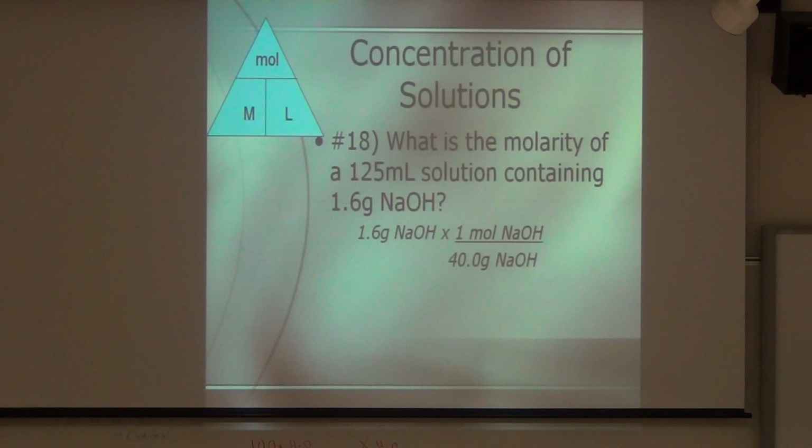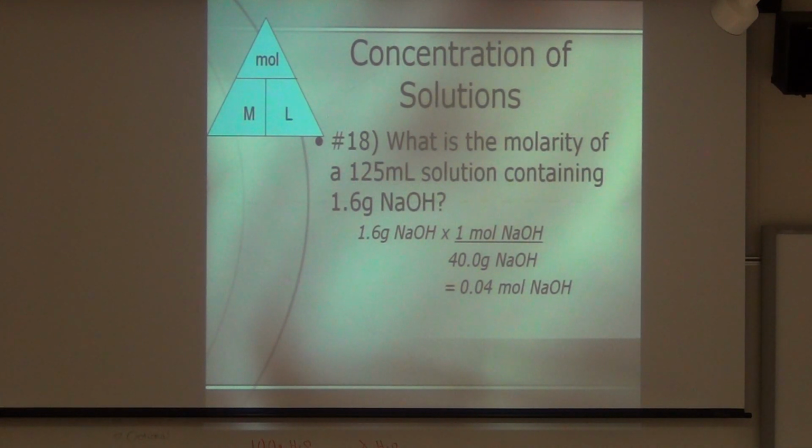So we start with our 1.6 grams of sodium hydroxide, convert that into moles. 1 mole for every 40 grams. That's going to give us 0.04 moles. And once we have that, calculating the molarity is going to be a piece of cake, because we've got our friendly little handy-dandy triangle. Our molarity is moles over liters. Again, make sure you use liters.